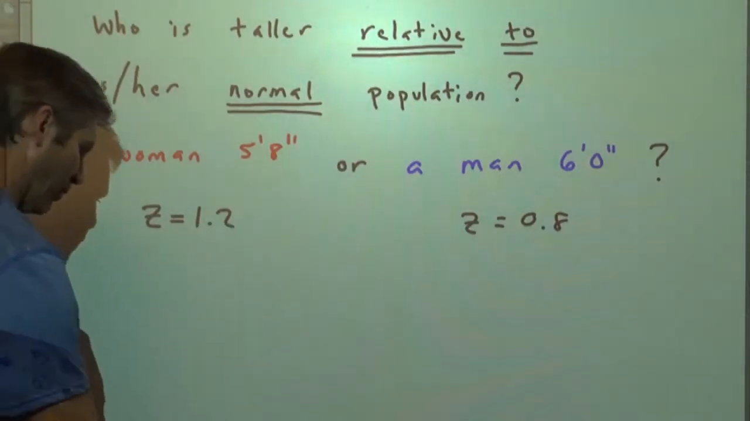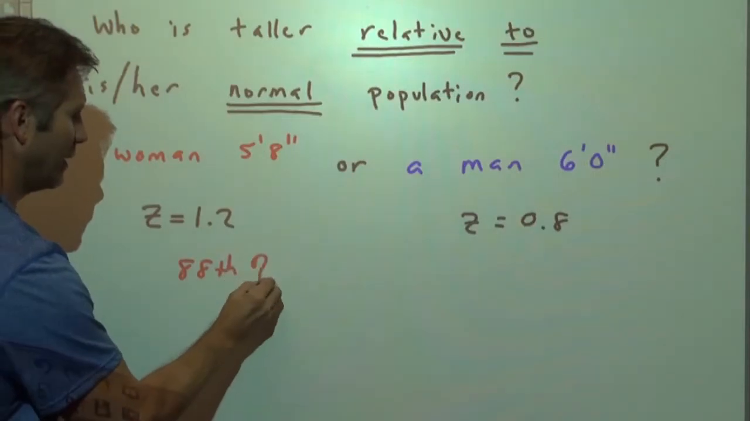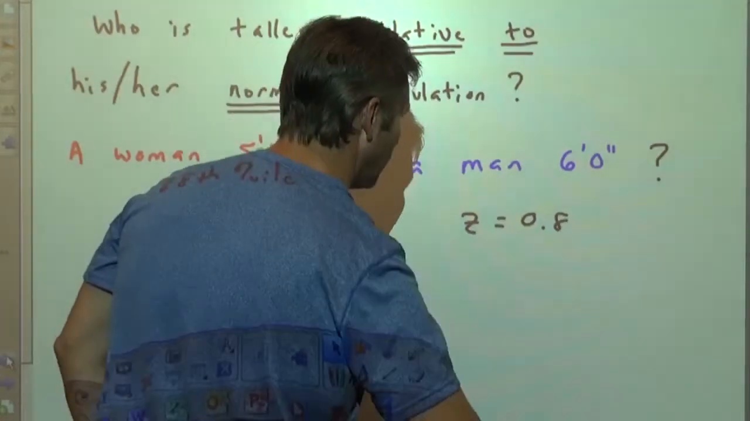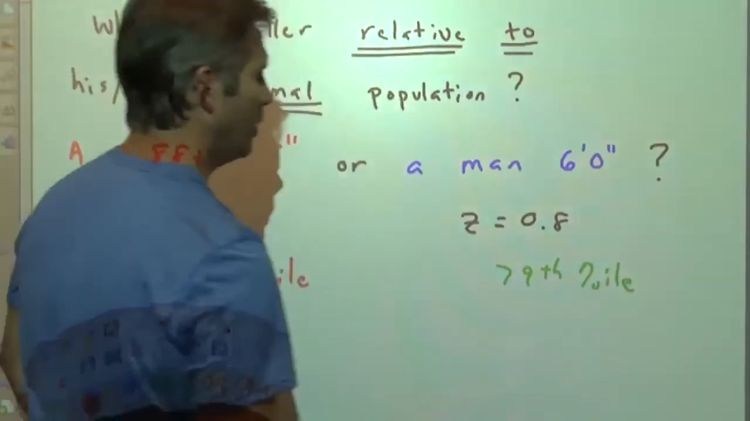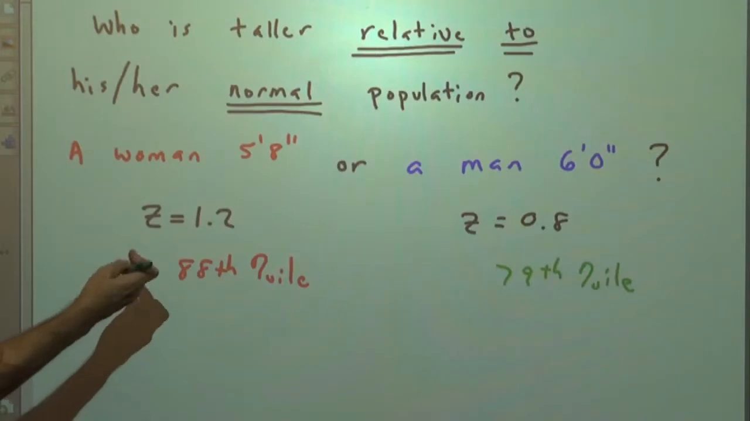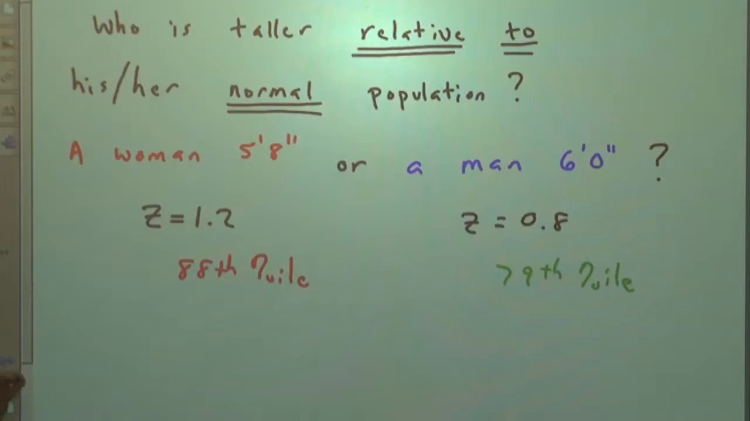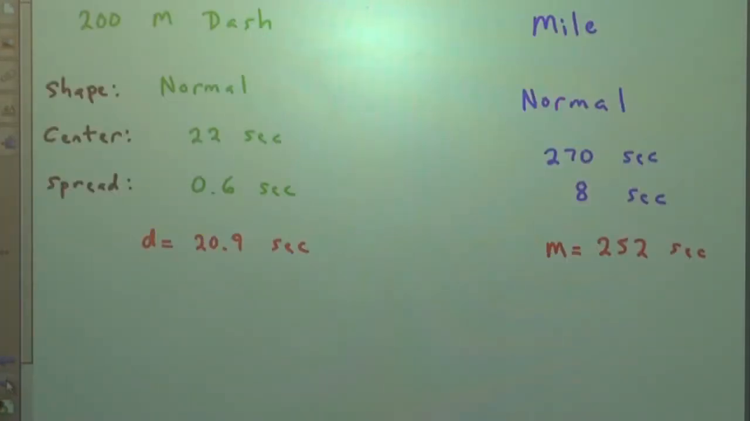That meant that this person, remember the woman was in the 88th percentile. She had about 88% below her as far as heights go. The man was in about the 79th percentile. So that settles it. She has a more extreme height. She's in a higher percentile. Her height exceeds a greater percentage of women. So the higher the z-score, the higher the percentile. Also, the more extreme the z-score, the more extreme the score is, or the height is, or the time, or whatever. So let's look at this.